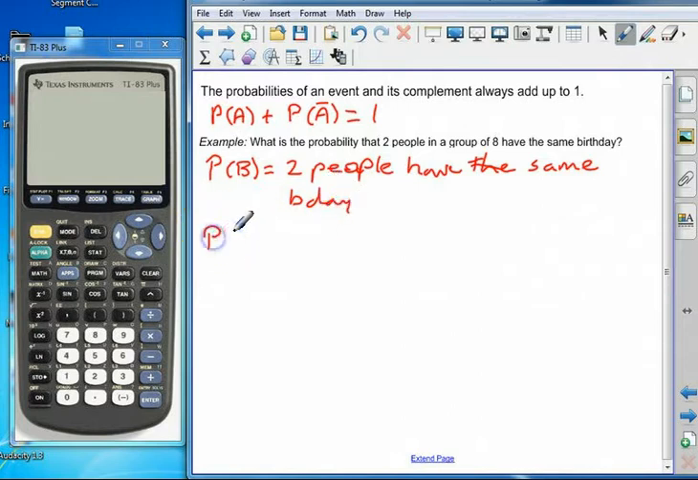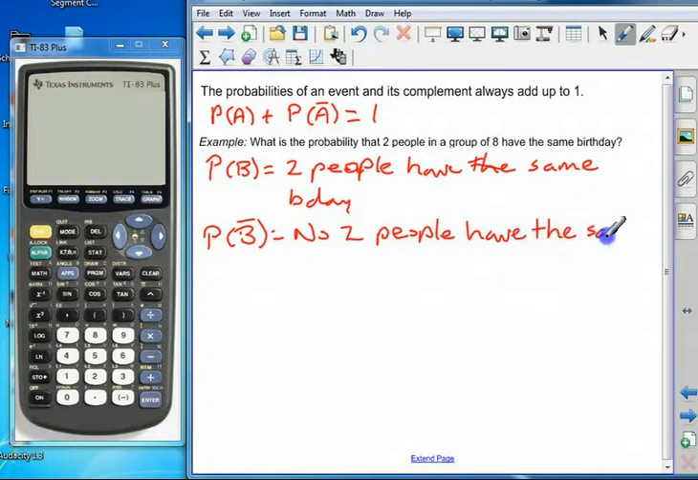Then the probability of not B is that no 2 people have the same birthday.